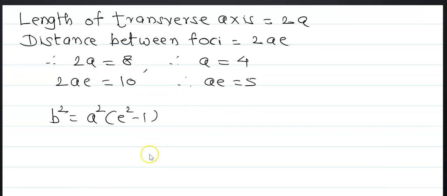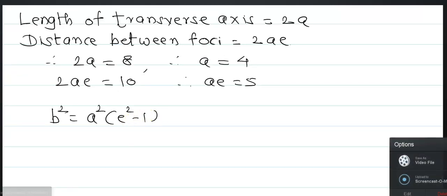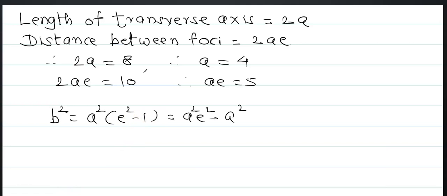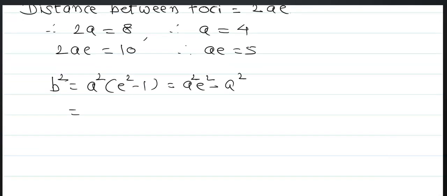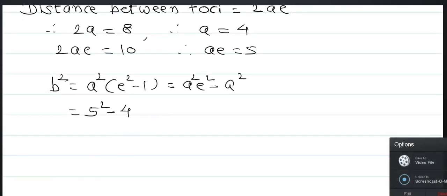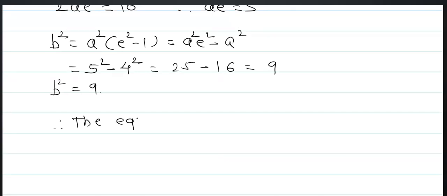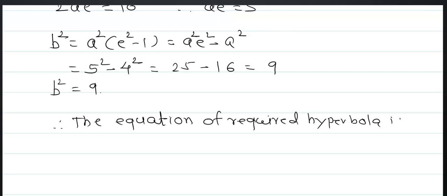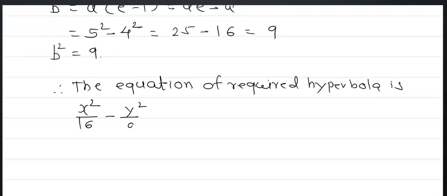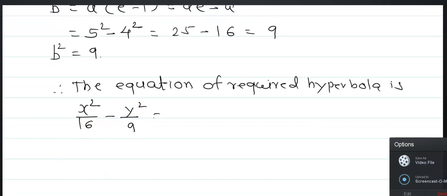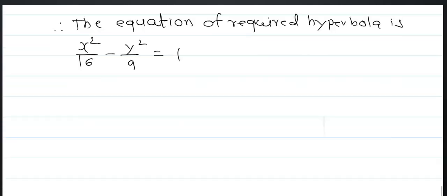b square equals a square (e square minus 1), that is a square e square minus a square, that is 5 square minus 4 square, that is 25 minus 16 equals 9. b square equals 9. Therefore, the equation of the required hyperbola is x square upon 16 minus y square upon 9 equals 1.